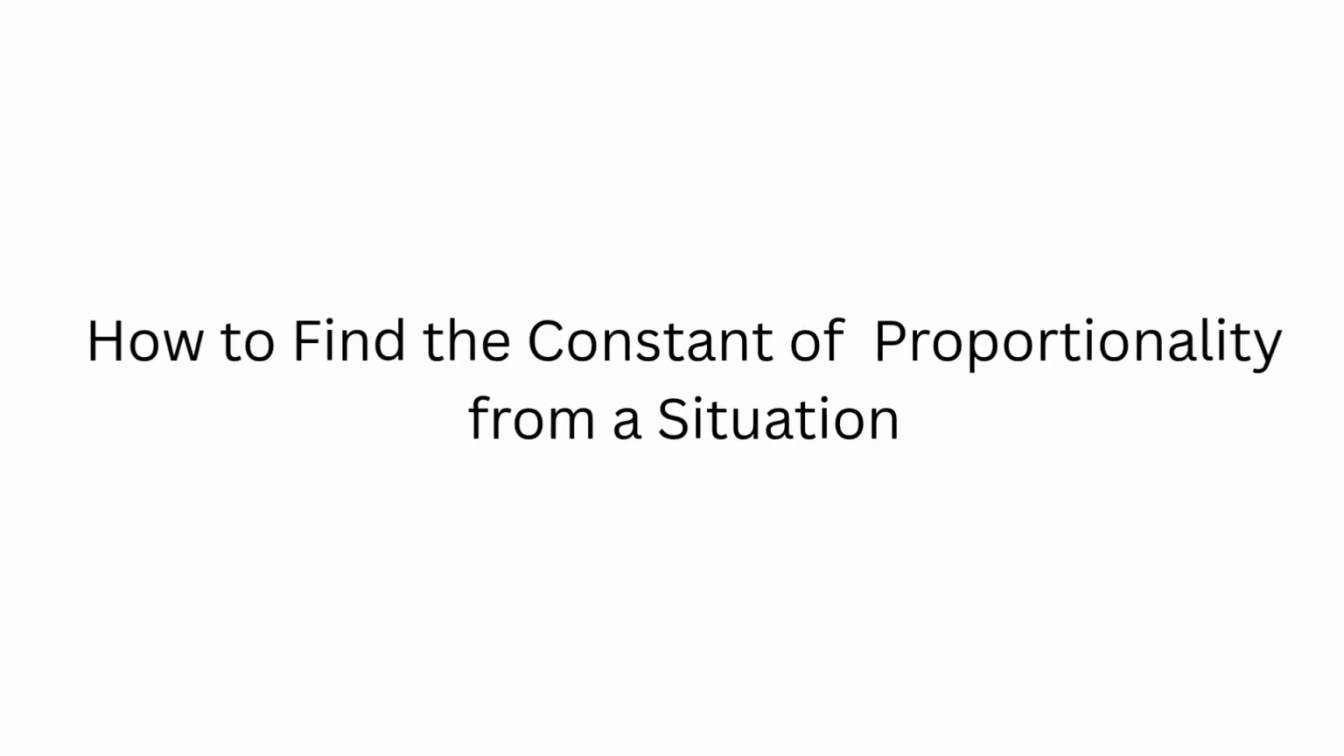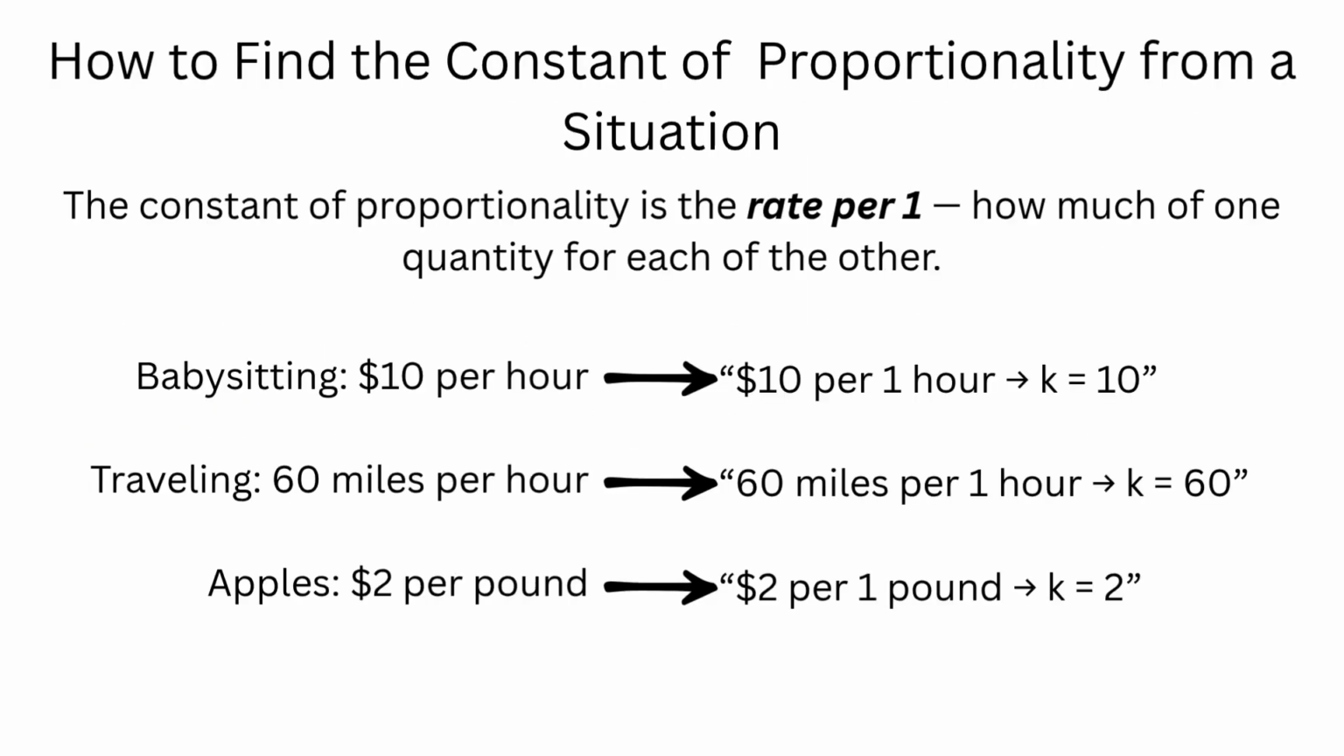Now for the COP of situations. The constant of proportionality is the rate per one, how much of one quantity for each of the other. Here's the trick. Look for the word per or each. That's your hint that a constant rate, your K, is being described.